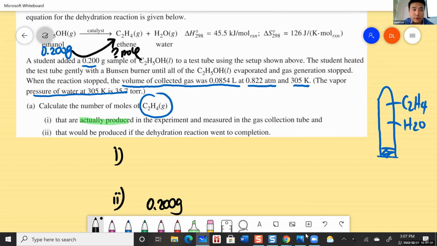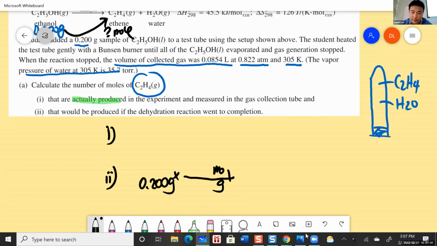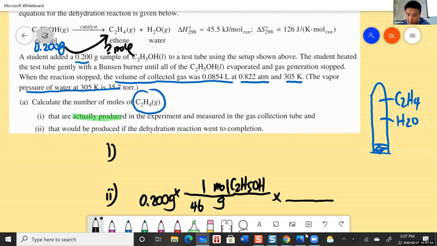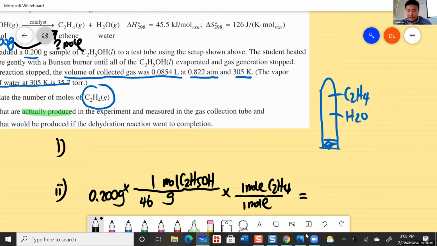So let's do A2 first. In theory, if I start with 0.2 grams, I convert grams into moles of ethanol, C2H5OH, and ethanol has a molar mass of 46. You just add it up. And then the ratio is 1:1 from the balanced equation. So 1 mole of ethanol will produce 1 mole of C2H4. That is how many moles you'll produce in theory if you decompose ethanol to completion.